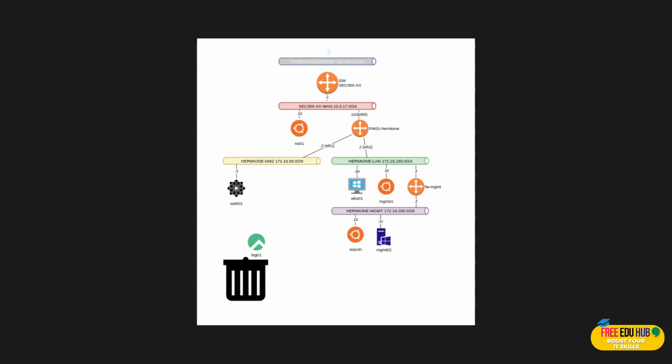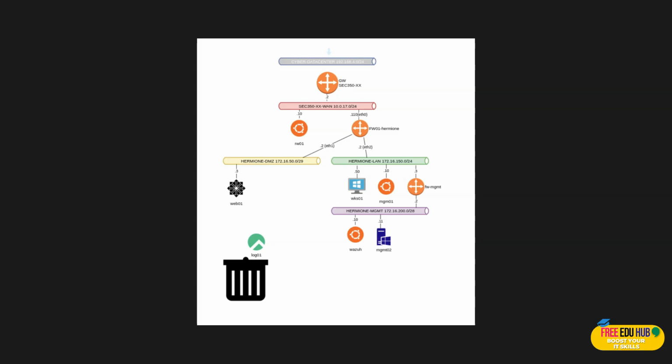So in the DMZ, we are keeping our web server that may host a website or provide application services. Now the question is, why is it important? Placing web servers in a DMZ ensures that even if they are compromised, attackers cannot directly access the internal network. After that, we have our LAN network, and it is a 172.16.50 /24 network.